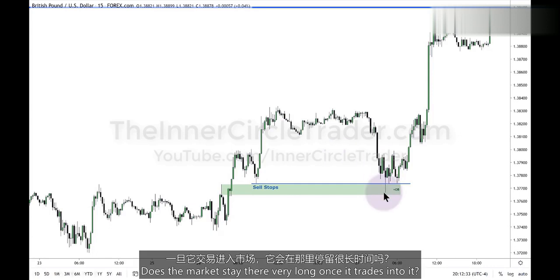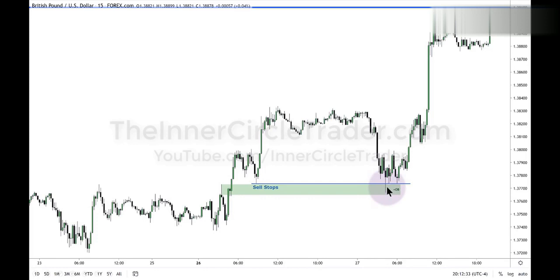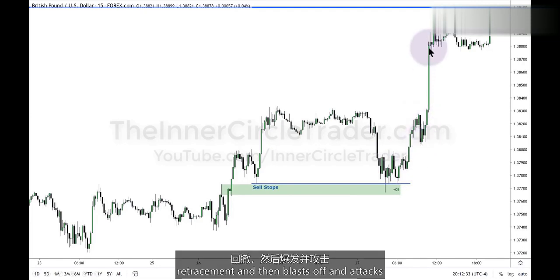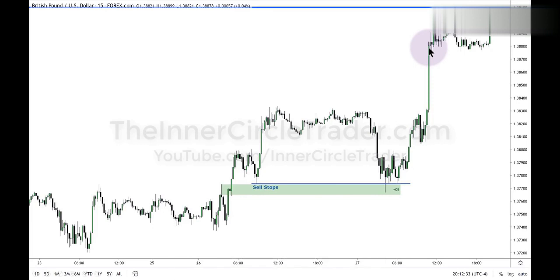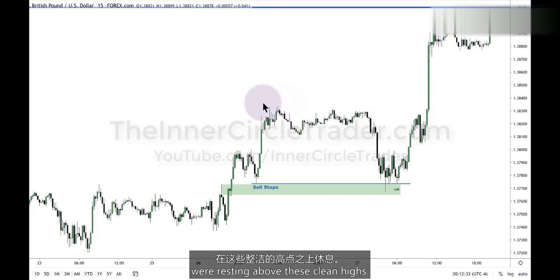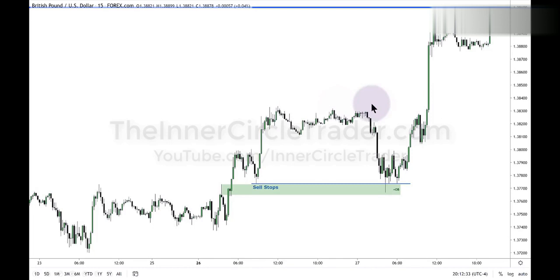Does the market stay there very long once it trades into it? No. Leaves it, consolidates, rallies again, comes back down into another order block here, trades lower, accumulates and rallies again, trades one more time, retracement, and then blasts off and attacks all the buy stops that were resting above these clean highs.